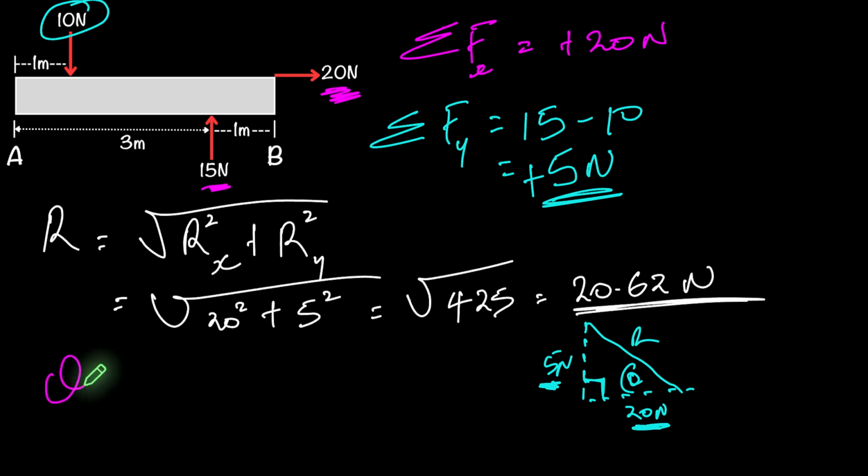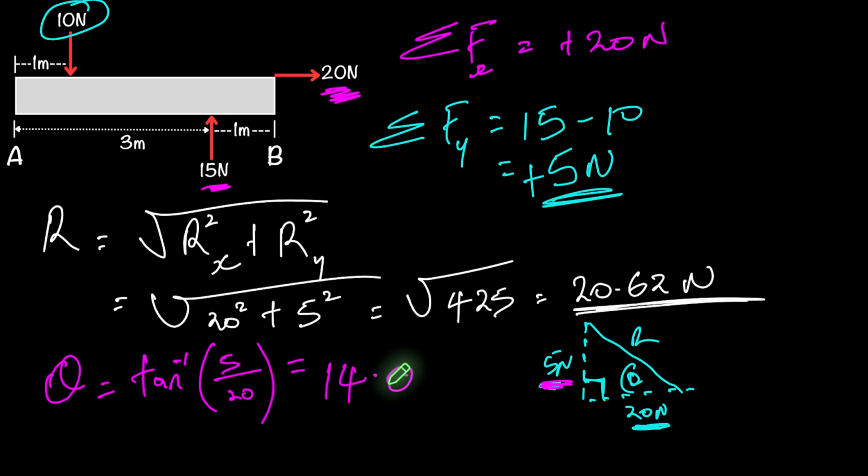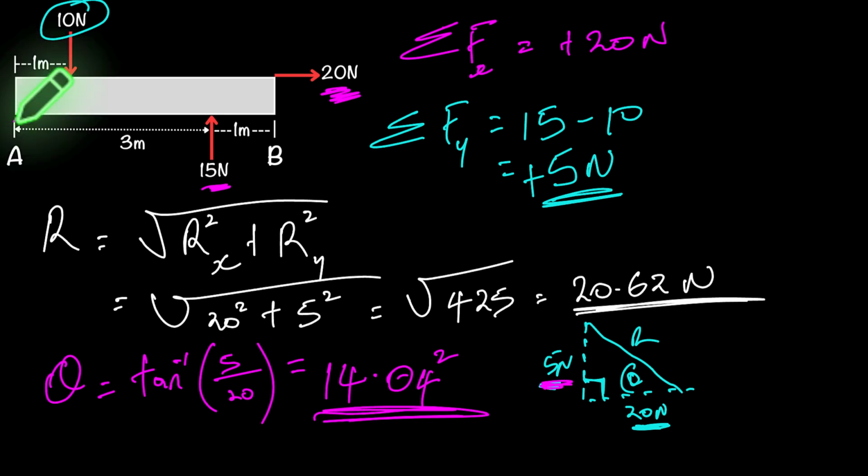So therefore, for the angle theta, we're going to have tan inverse of the opposite, which is our 5 right here, over our adjacent, which is the 20. So that will give us an angle of 14.04 degrees above the horizontal. So that's the force dealt with. Now we move on to the moment about. We're going to take the moment about point A right here.